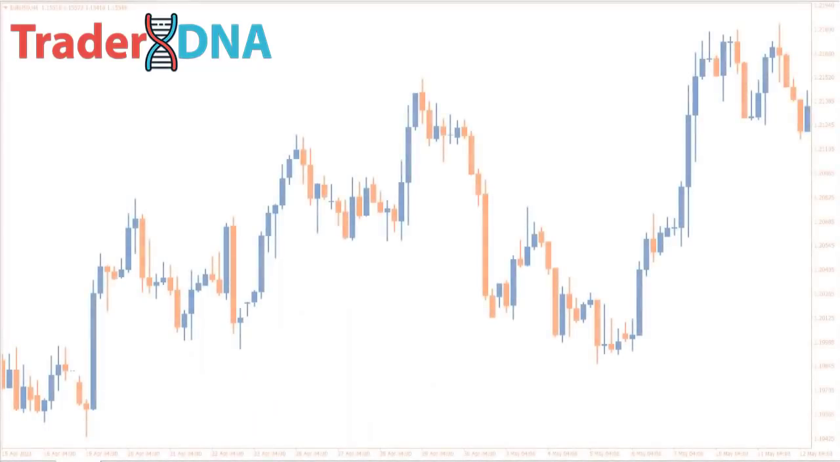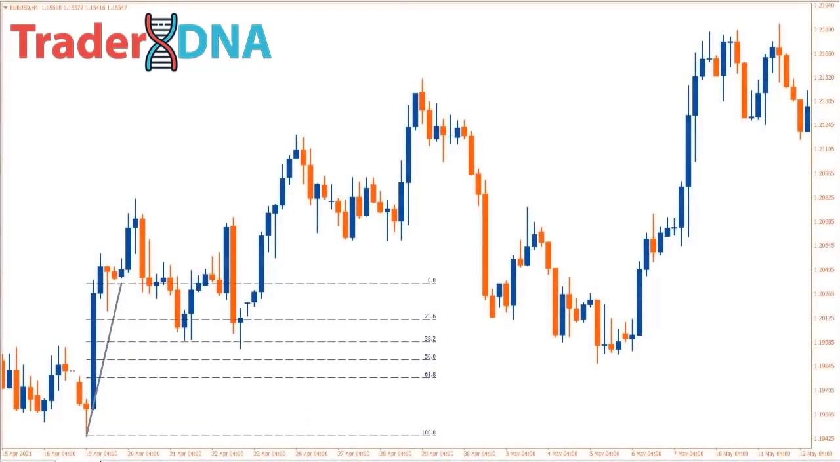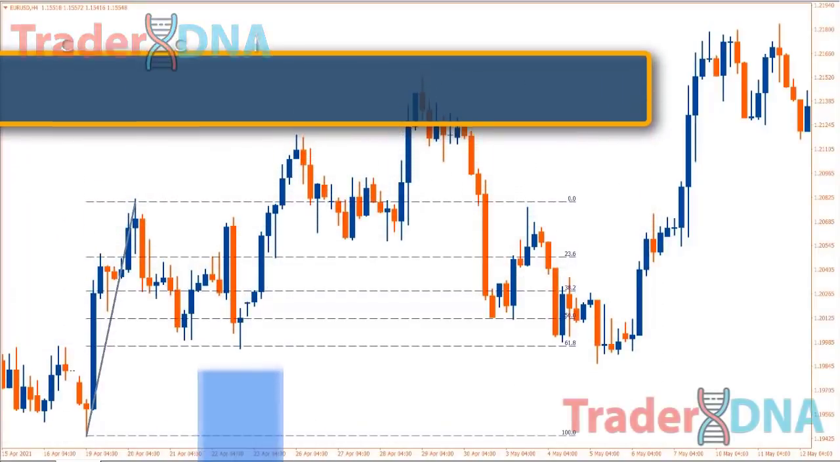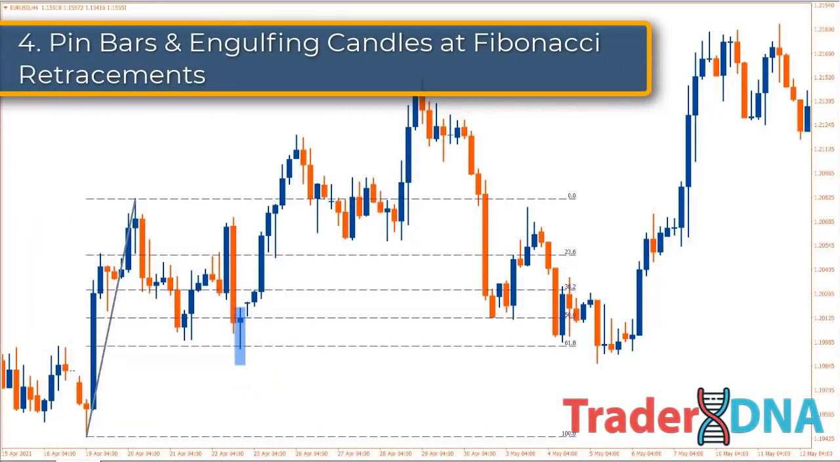System number 4. Pin bars and engulfing candles at Fibonacci retracements. Another great strategy, or setup I think is a better name for this one, you should add to your arsenal of trading systems, is trading pin bars and engulfing candles at Fibonacci retracements.